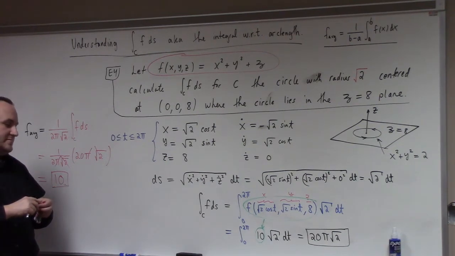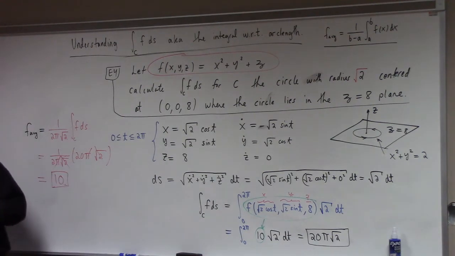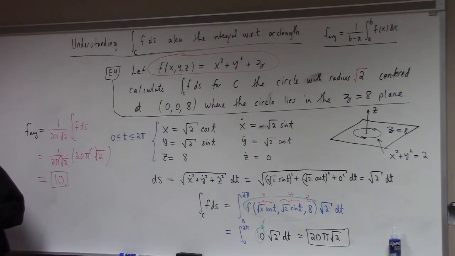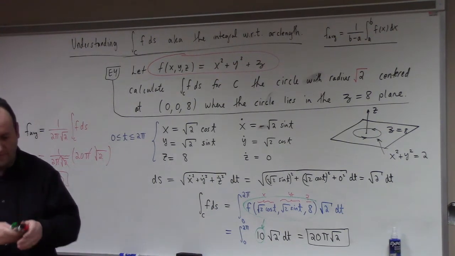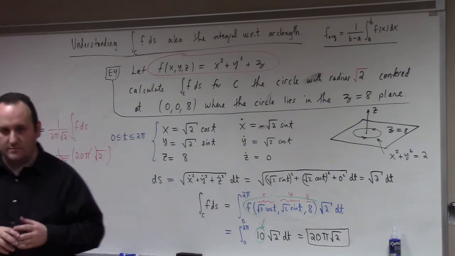In fact, honestly, this one, you could just calculate this integral by just multiplying the arc length times 10. If you wanted to go around this circle 30 times and ask me what the integral with respect to arc length of this function was, it would just be 30 times the circumference times 10. All right. Any questions?